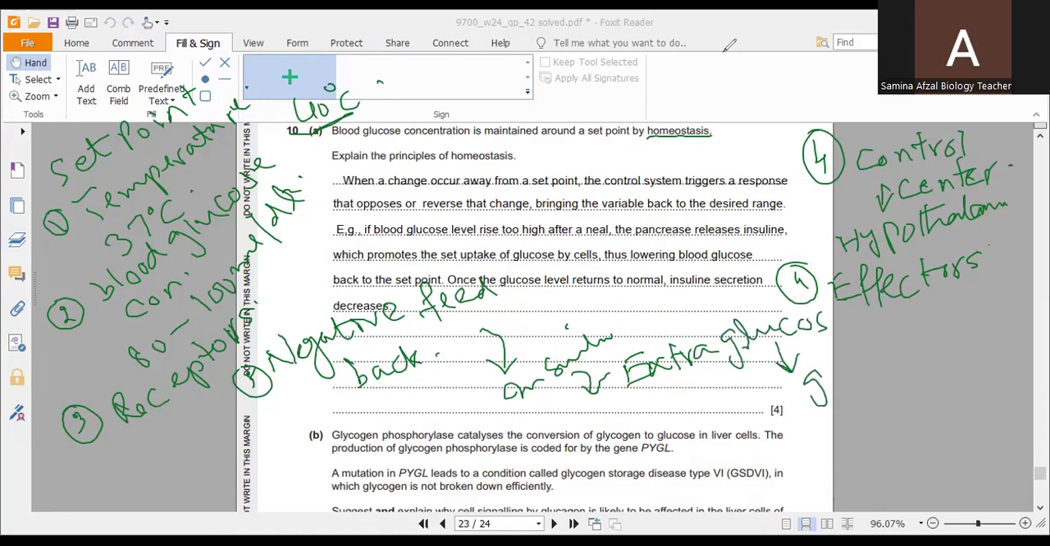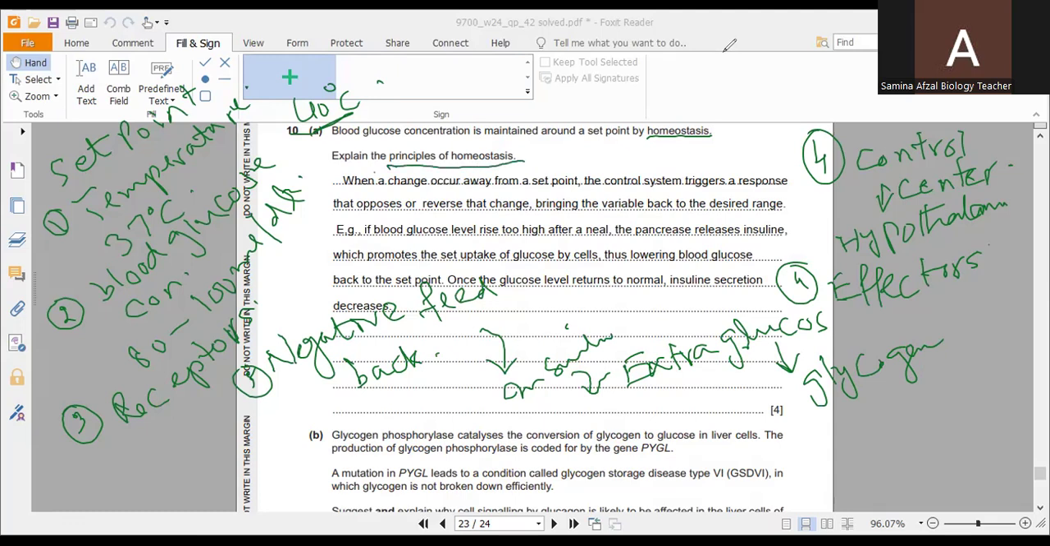In the form of glycogen. So in this way, the insulin secretion is decreased and it returns to its set point, that is around 80 to 100 milligram per deciliter. So I have written this answer as well because we have to explain the principle of homeostasis.